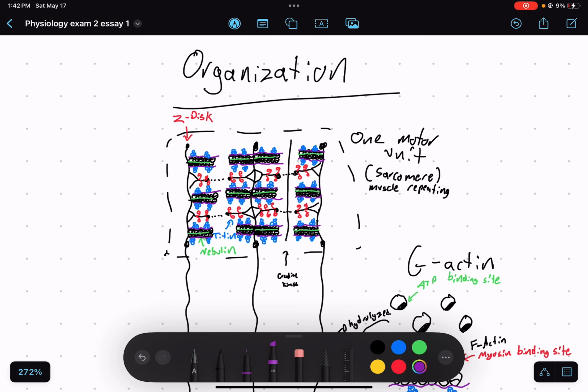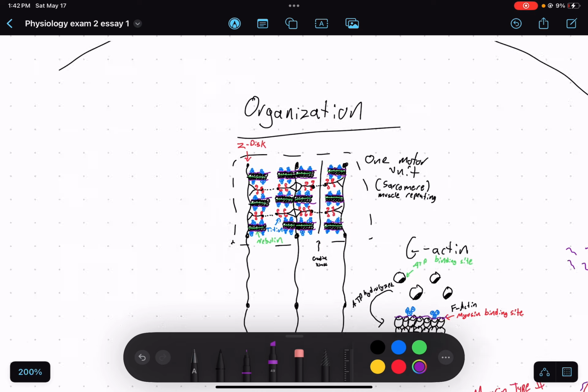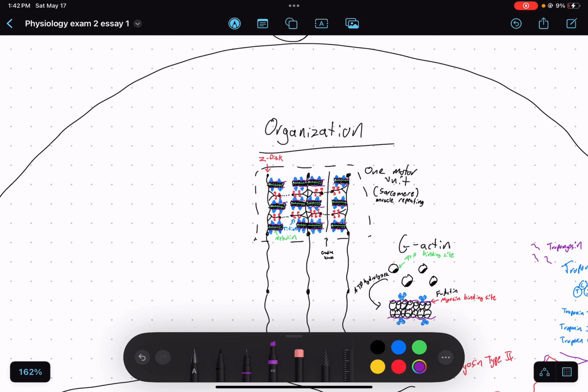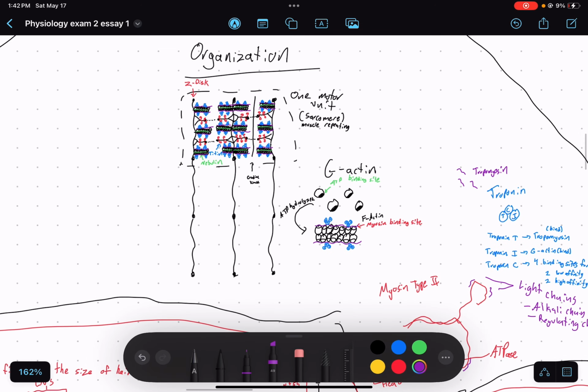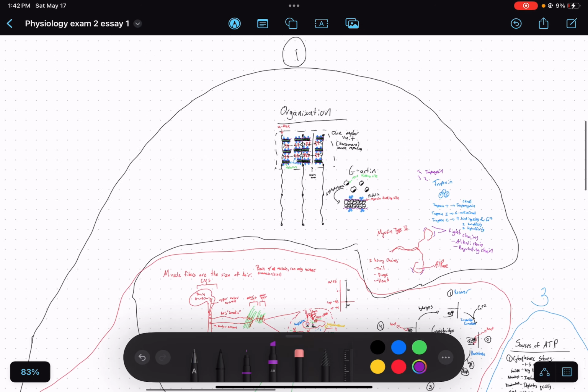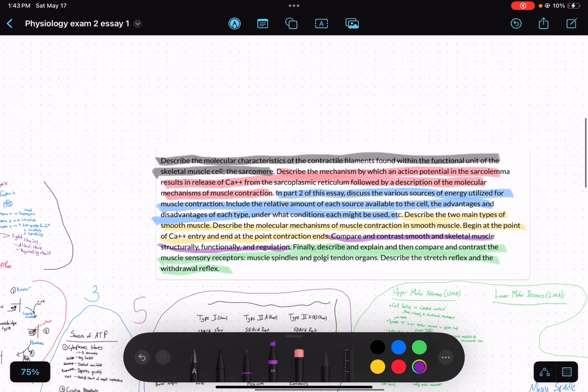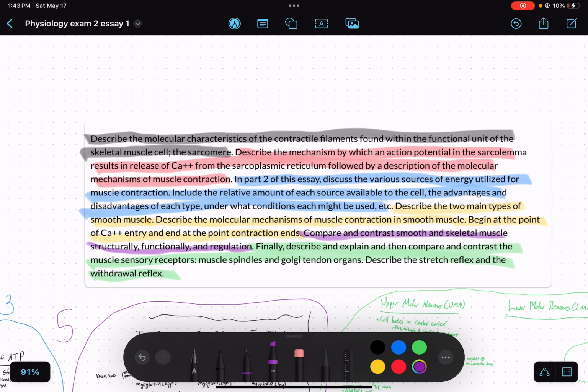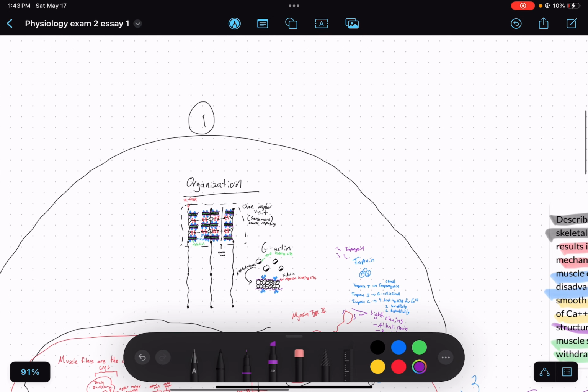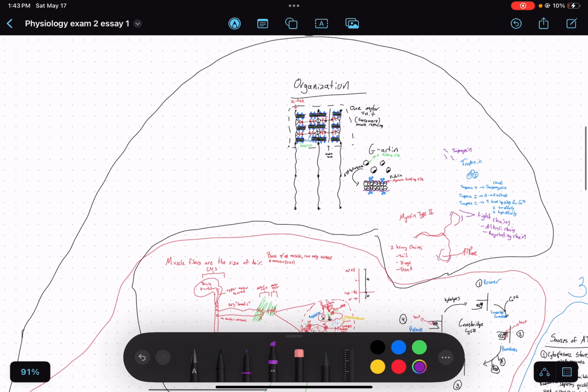Well, so what we're going to do is go over the different types of muscle and their structures and how it all plays a role with different contractions, allowing us to perform our bodily functions such as movement. We're going to go through each question. This first one says, describe the molecular characteristics of the contractile filaments found within the functional unit of the skeletal muscle cell, the sarcomere. So we're going to dive into the details of it.